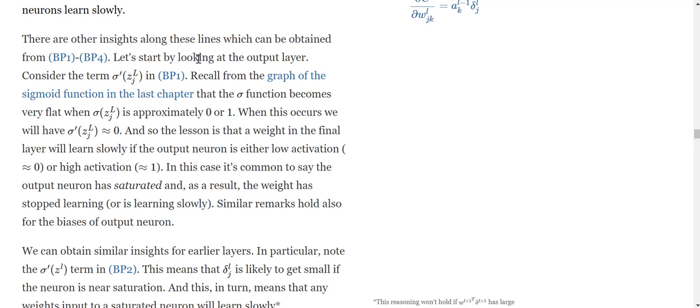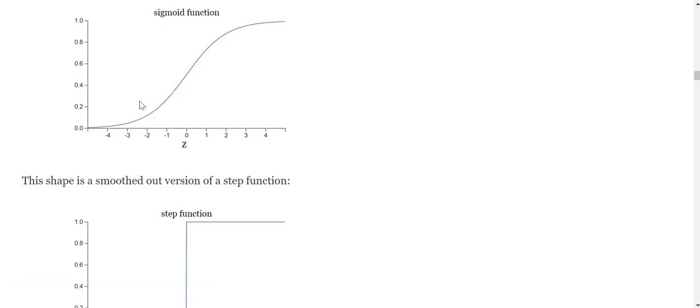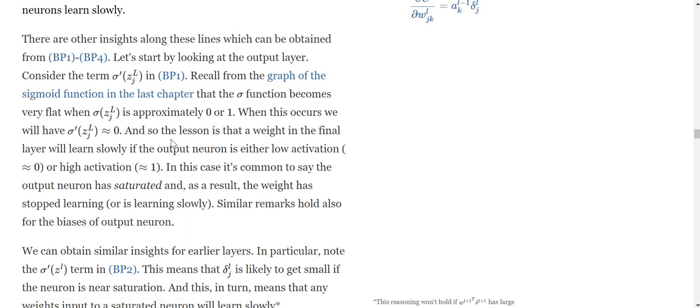Okay, so now there are other insights along these lines which can be obtained from backpropagation equations 1 to 4. Let's start by looking at the output layer. Consider the term, the derivative of the sigmoid of z_j^L. Recall from the graph of the sigmoid that the sigmoid becomes very flat when z_j^L is approximately 0 or 1. So at these points the slope would be 0, and this term would be 0, right? If I can open this graph, you can see that the slope here is 0. So a weight in the final layer learns slowly if the output neuron is either low activation or high activation. I hope this makes sense.